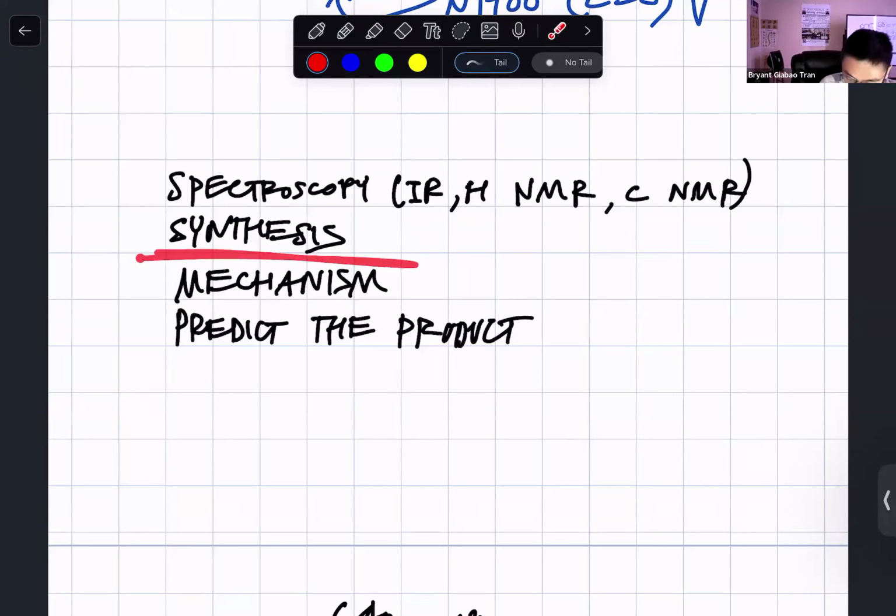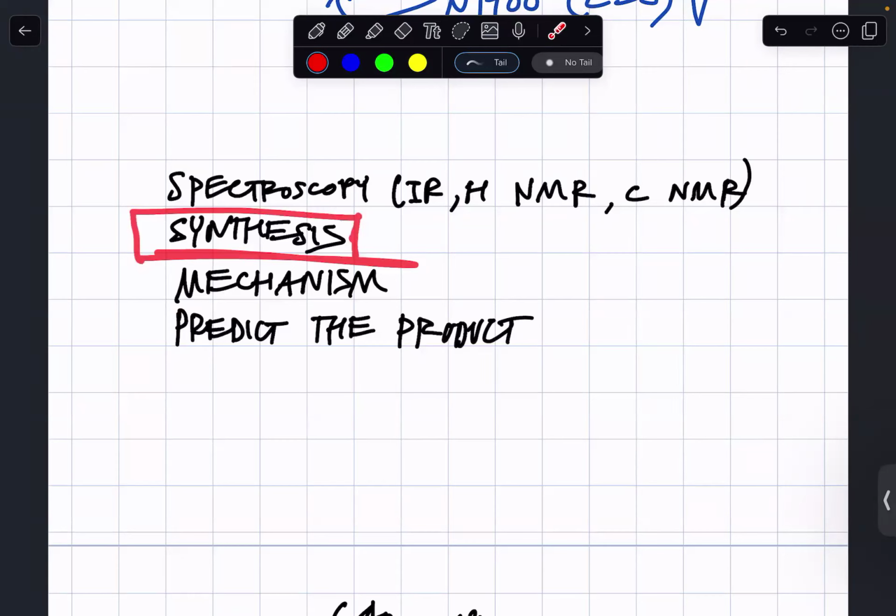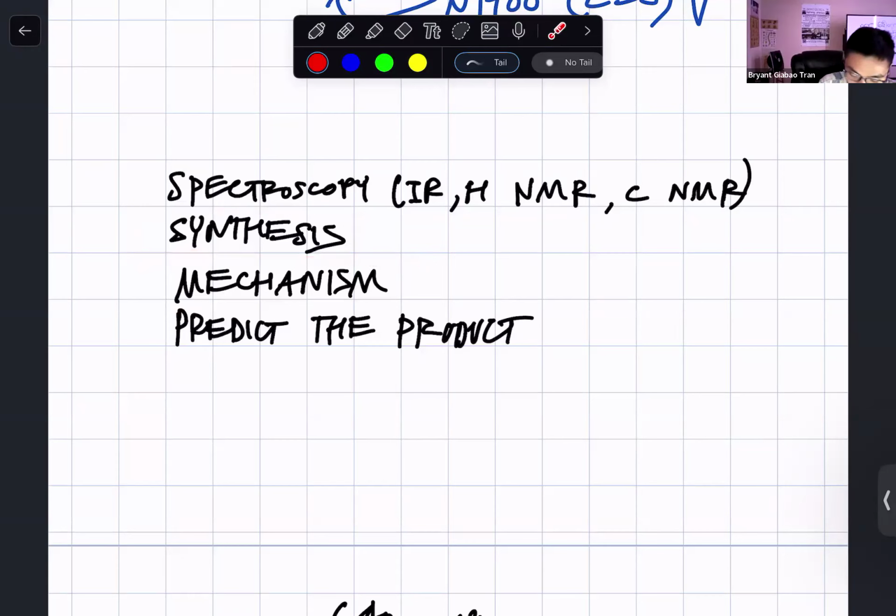So you're probably going to do synthesis last, because you're going to see there's a lot of patterns that show up, and there are multiple correct answers, not just one correct answer. You can be creative with it.